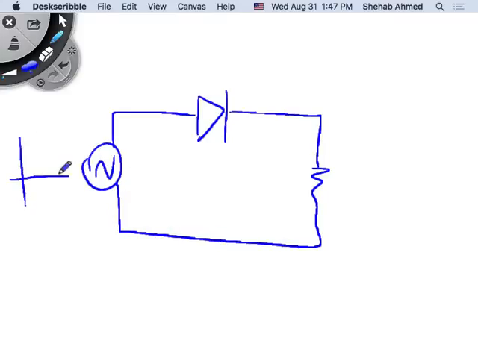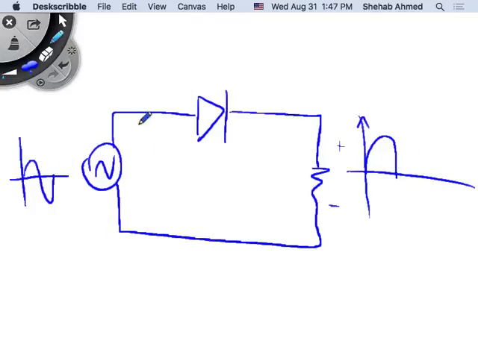And this is an AC waveform like this. It's a sinusoidal voltage at the input. So what does the output voltage look like? The top part, the first half cycle, right? This is called the first half cycle, second half cycle, right? So I only get the first half cycle at output.